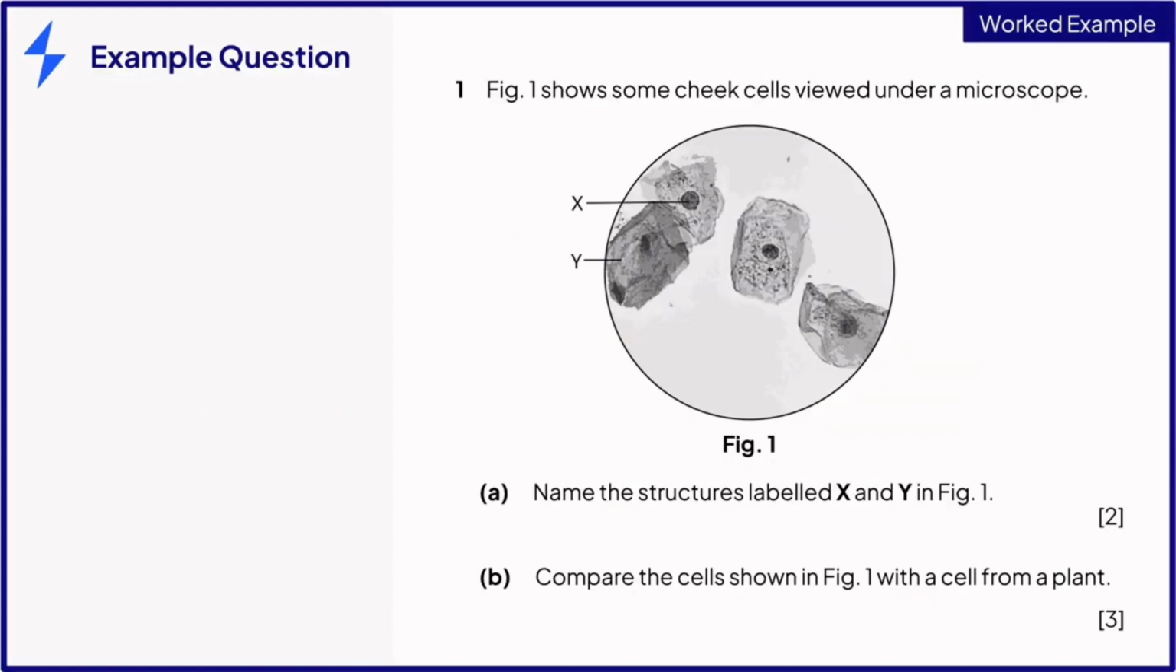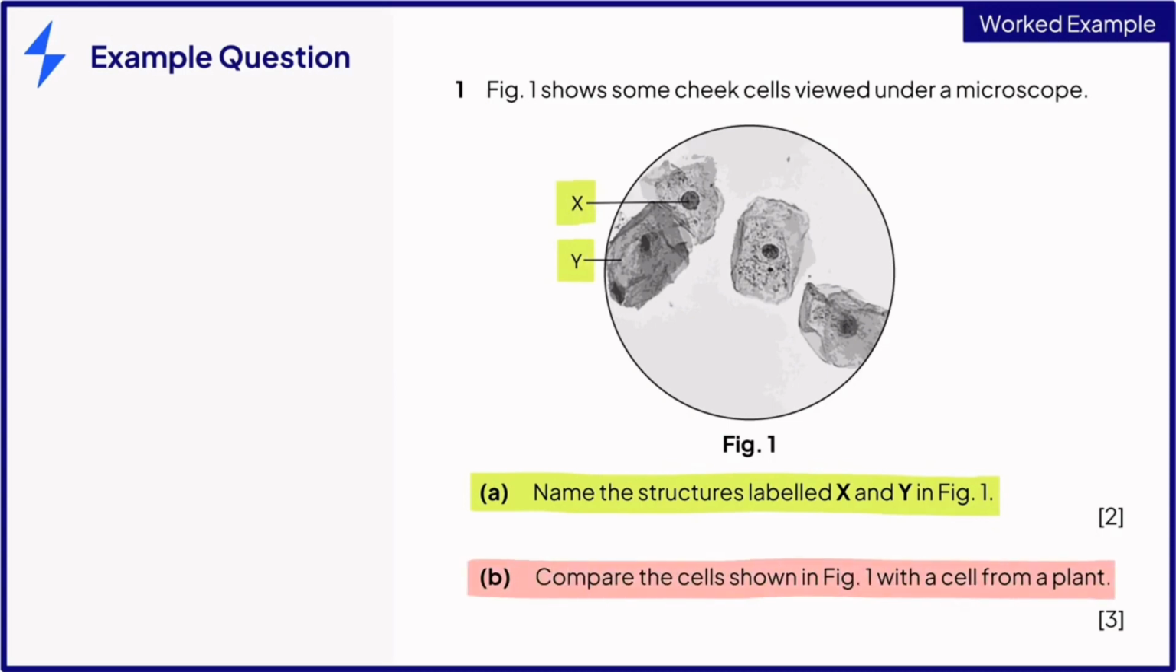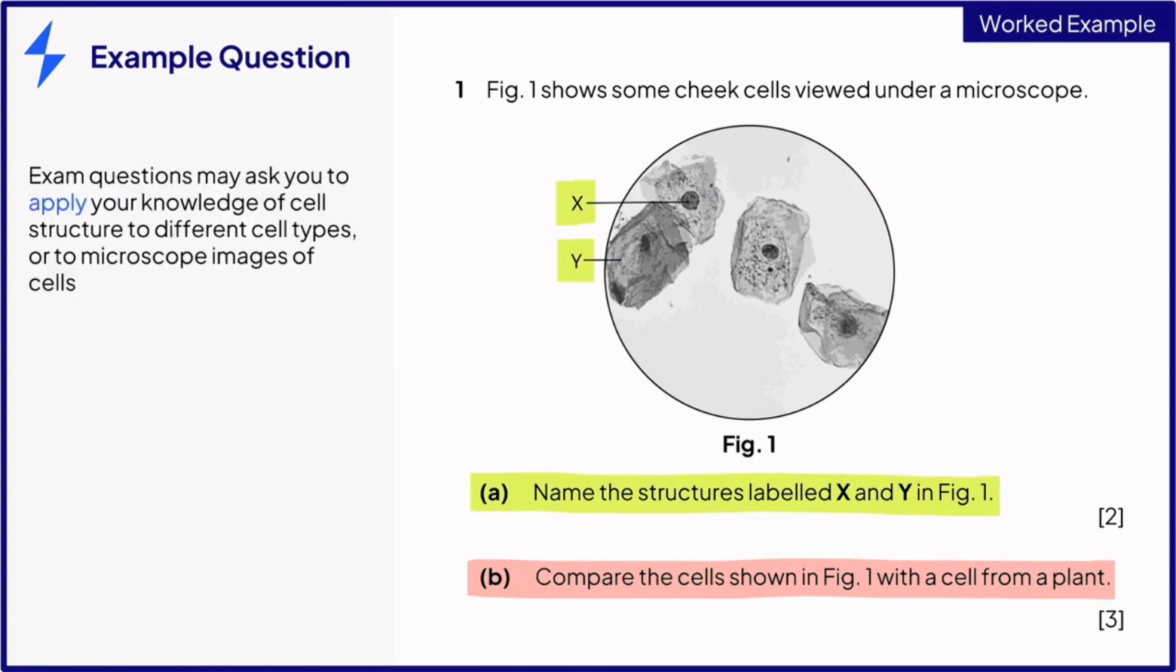This example question shows some human cheek cells as viewed under a microscope and asks us to name the cell structures labelled X and Y, and then to compare these cells with plant cells. Note that you should be prepared to apply your knowledge of cell structure to new scenarios in this way. Such scenarios might include unusual cell types or photographs of actual cells that have been taken using a microscope.